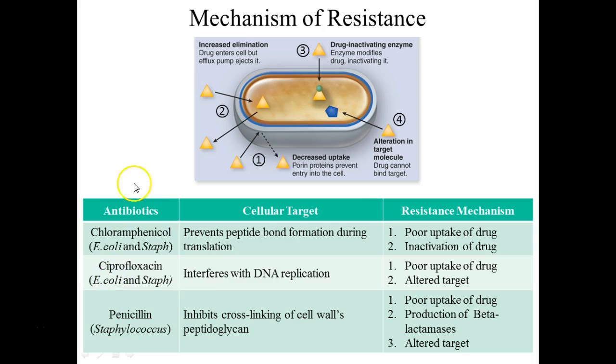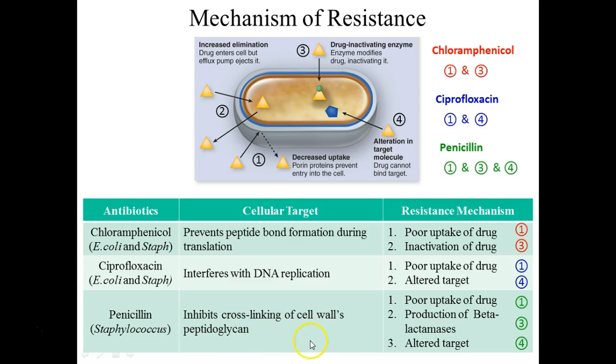So, again, although I have listed here how some organisms are resistant, you don't by any means need to memorize this information, right? This is just to give you real world examples of real stuff. So, some organisms are resistant to chloramphenicol because they don't take up the drug or they inactivate the drug. In other cases, they've altered the target, as it applies to ciprofloxacin. Beta-lactamase enzymes, as I said, are very common for penicillin resistance, and especially in staph.